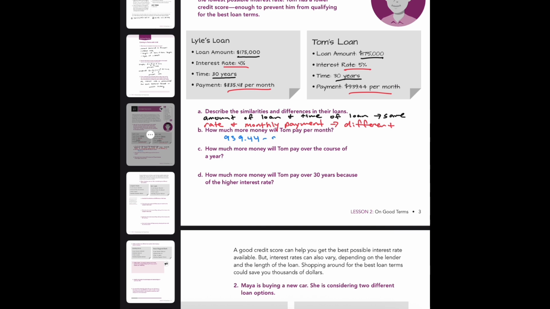$939.44 minus $835.48. If we subtract those, we're going to find out that he's going to pay an extra $103.96 per month. Okay, we want to know how much more money will Tom pay over the course of the loan. Well, if we want to know over the course of the loan, for C, we're looking at times 12 months over the course of a year.